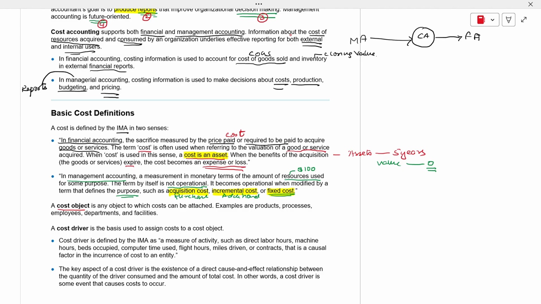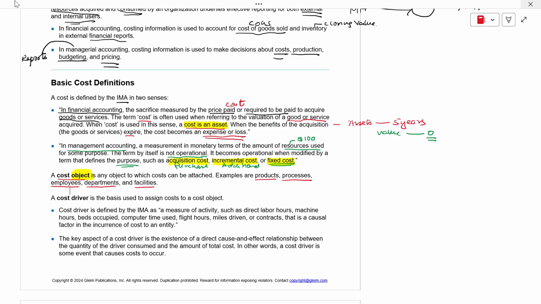We can also talk about a service. Then we say, what is the cost of the employee? Examples include the cost of the product, the cost of the process, the cost of the employees, the cost of the department, and the cost of the facility. If you put all these into consideration, each is identified as a cost object. Are you clear about this?